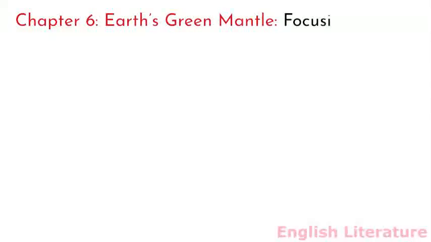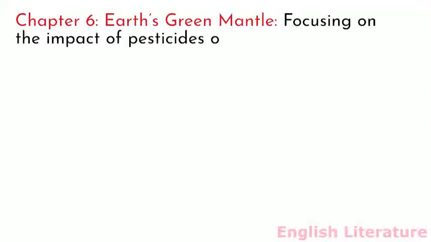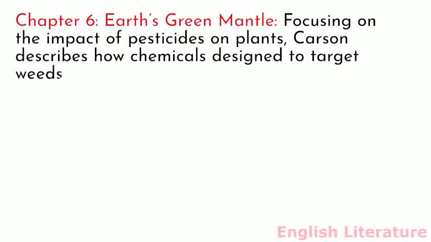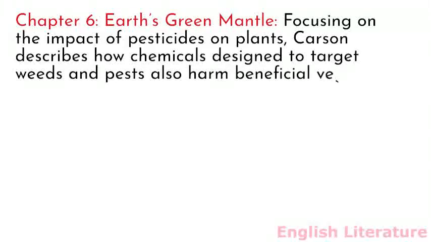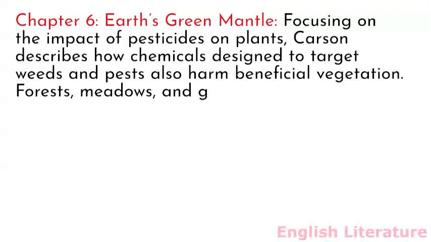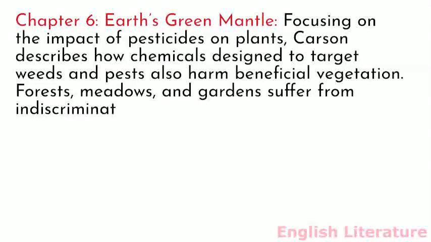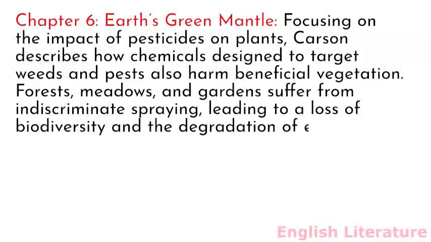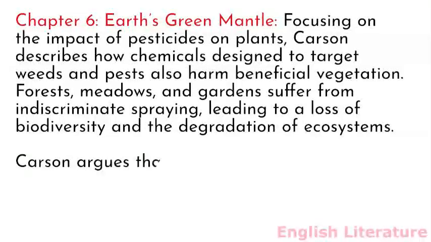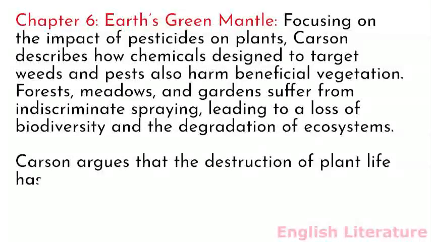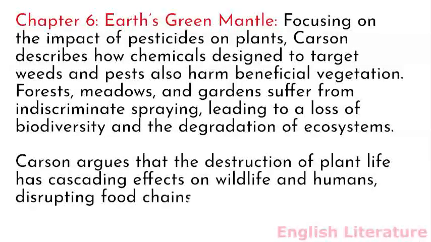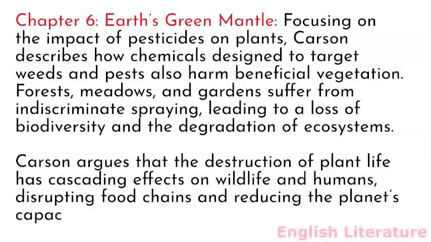Earth's Green Mantle. Focusing on the impact of pesticides on plants, Carson describes how chemicals designed to target weeds and pests also harm beneficial vegetation. Forests, meadows, and gardens suffer from indiscriminate spraying, leading to a loss of biodiversity and the degradation of ecosystems. Carson argues that the destruction of plant life has cascading effects on wildlife and humans, disrupting food chains and reducing the planet's capacity to sustain life. Chapter 7.